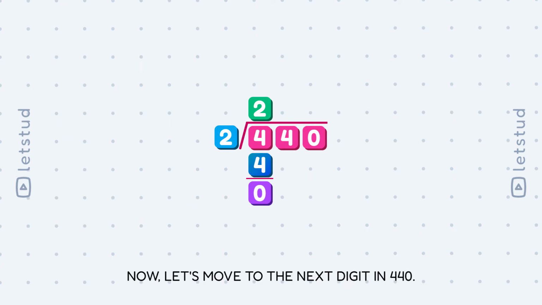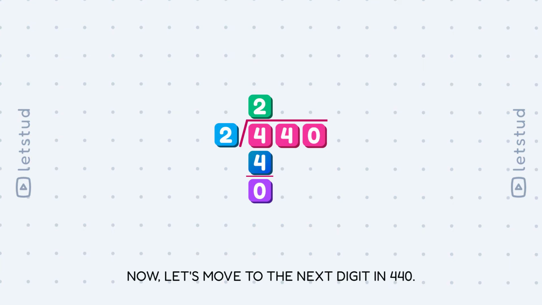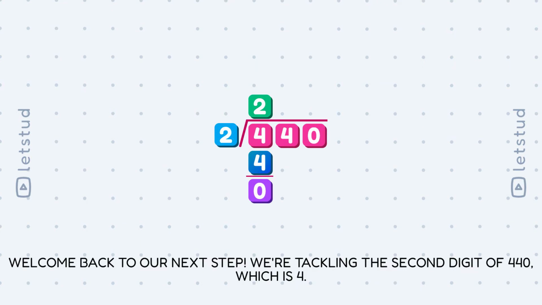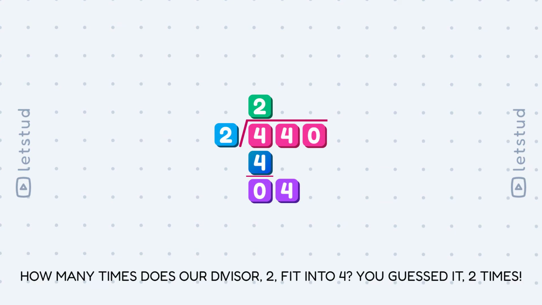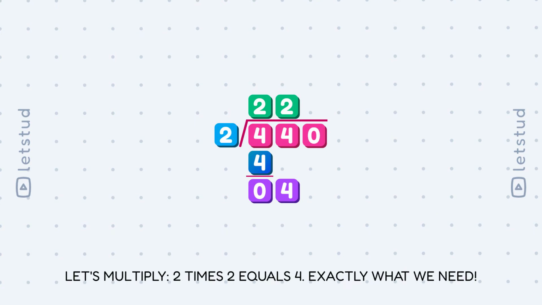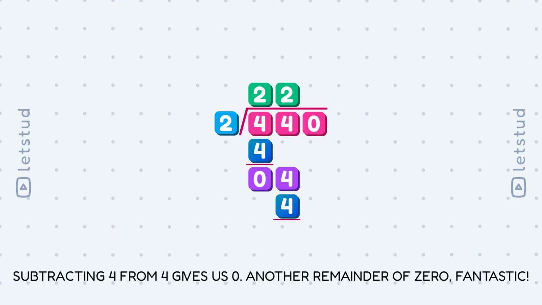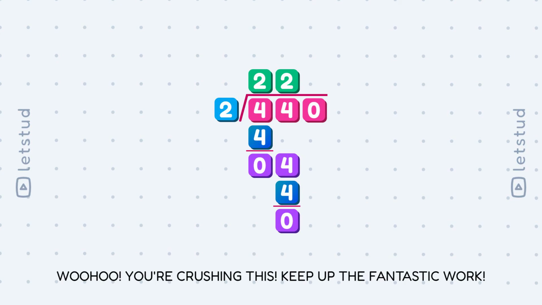Now let's move to the next digit in 440. Welcome back to our next step. We're tackling the second digit of 440, which is 4. We bring down the next digit 4 to join our remainder of 0, making it 4. How many times does our divisor 2 fit into 4? You guessed it, 2 times. Let's multiply. 2 times 2 equals 4, exactly what we need. Subtracting 4 from 4 gives us 0. Another remainder of 0, fantastic. Woohoo, you're crushing this. Keep up the fantastic work.